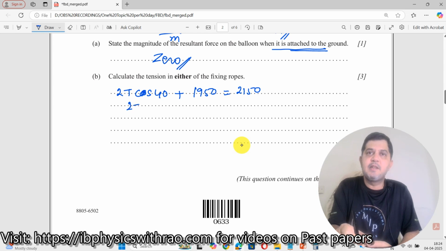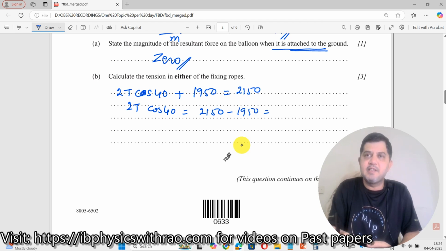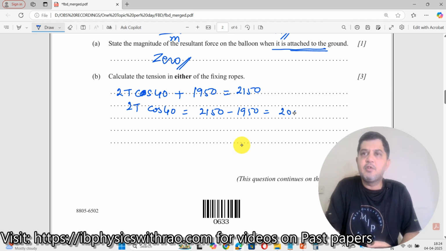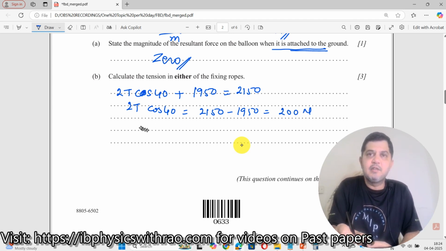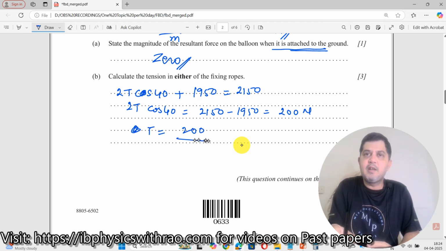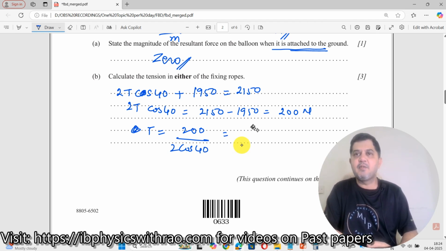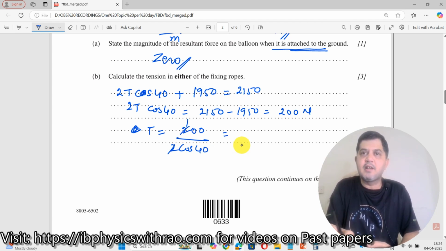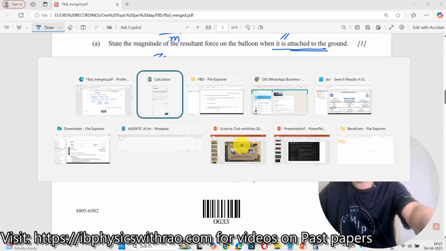So therefore this will be 2T cos 40 is equal to 2150 minus 1950. How much is it? Here you have 50 and here 150. This should be around 200 Newton, right? So therefore 2T, or maybe I can write T is equal to 200 divided by 2 cos 40. Now let us calculate what this is. 2 ones are 2, 2 hundreds are 200. It should be 100 divided by cos 40. Anyway, I still need to find out this value.